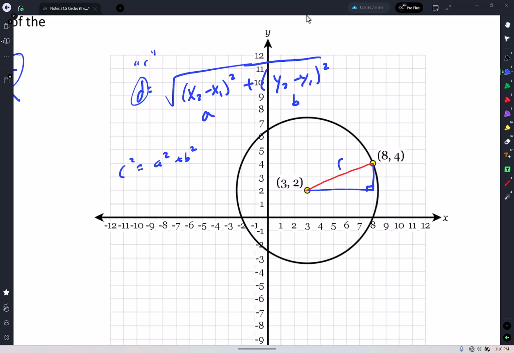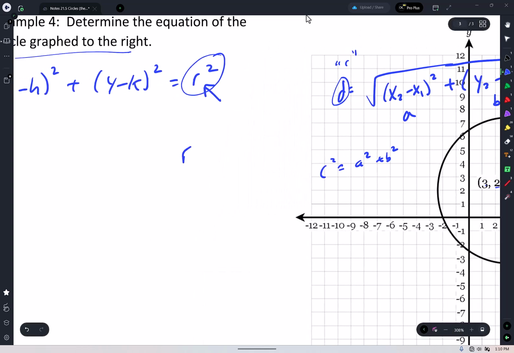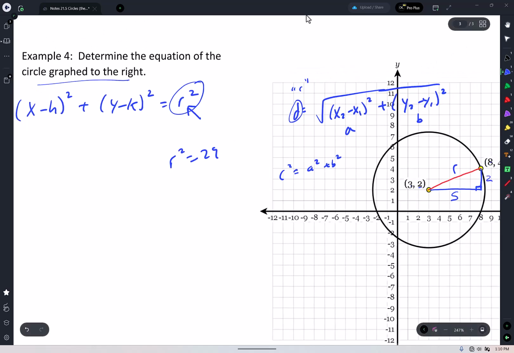Okay, so in your head, all you got to do is this. What's the difference between 8 and 3? And what's 5 squared? Okay, put that 25 in your head. What's the difference between 4 and 2? And what's 2 squared? Okay, so now you got that 25 with that 4. What's 25 plus 4? So that's what r squared is. r squared equals 29. So now we're ready.